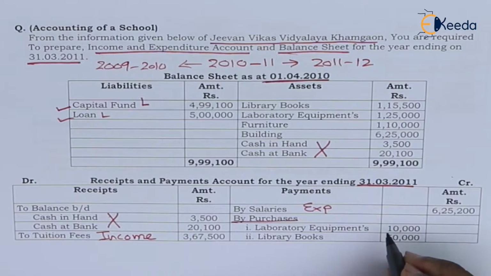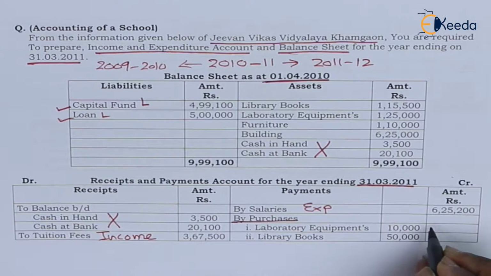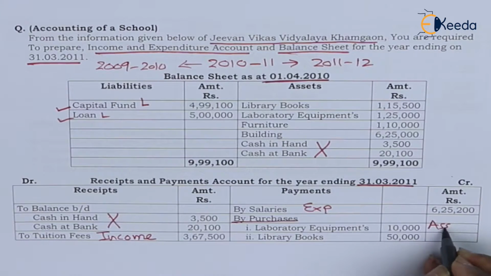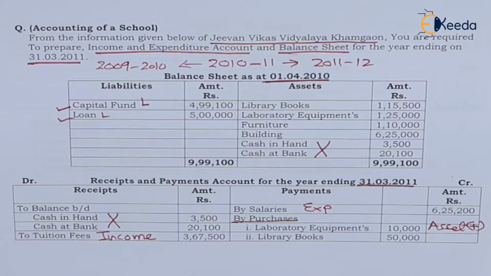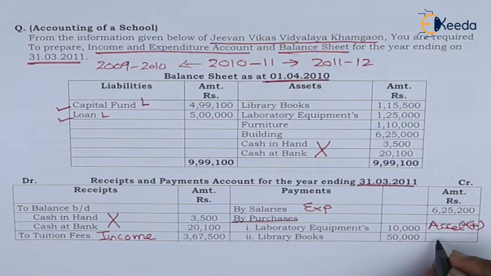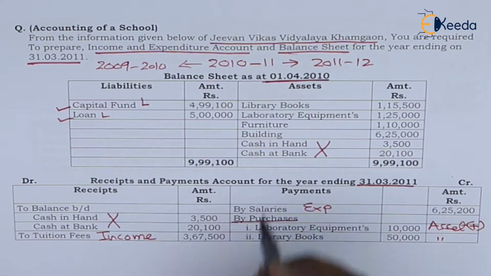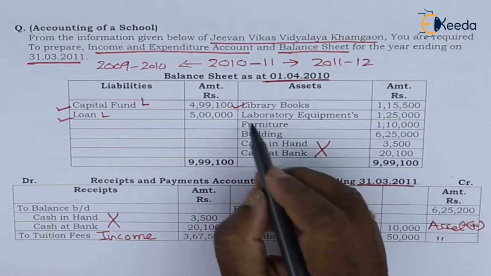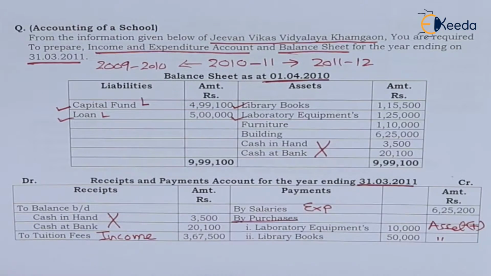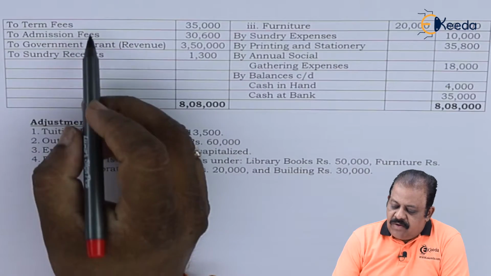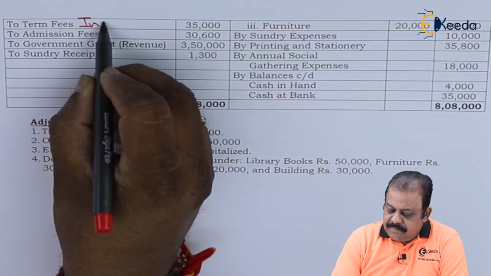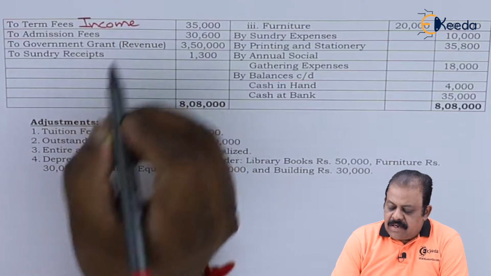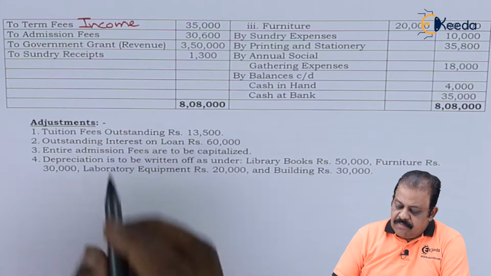Purchases. This is purchase of laboratory equipments. This is purchase of asset. So it will not be recorded as expenditure in income and expenditure account, but it is added to asset. Library books, it is also added to assets. So there is adjustment on library books and laboratory equipments. Next we have term fees.